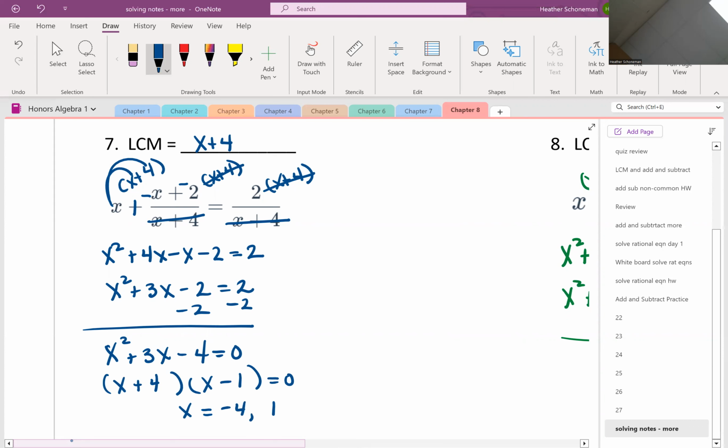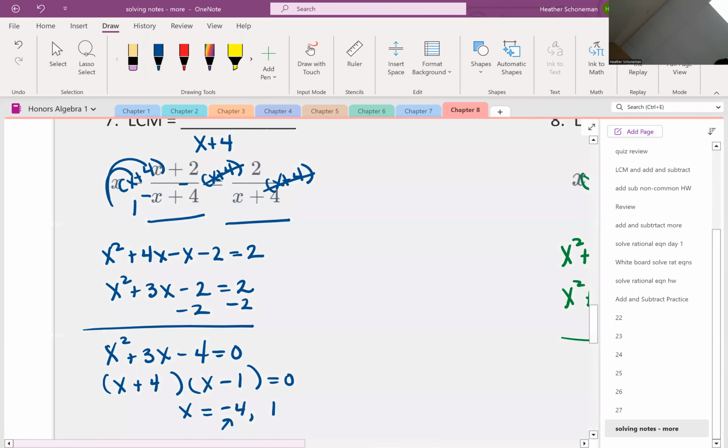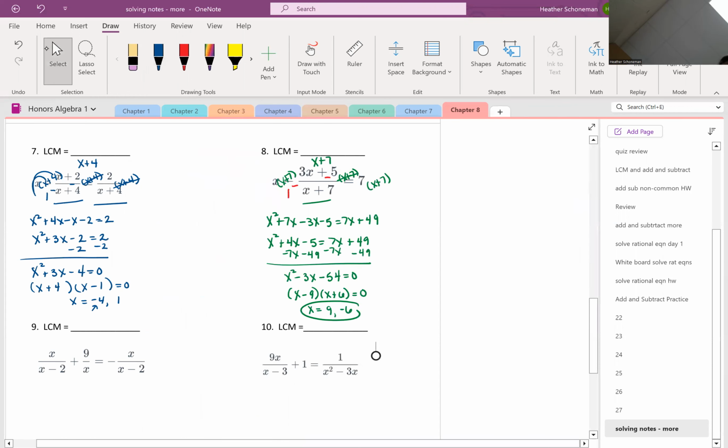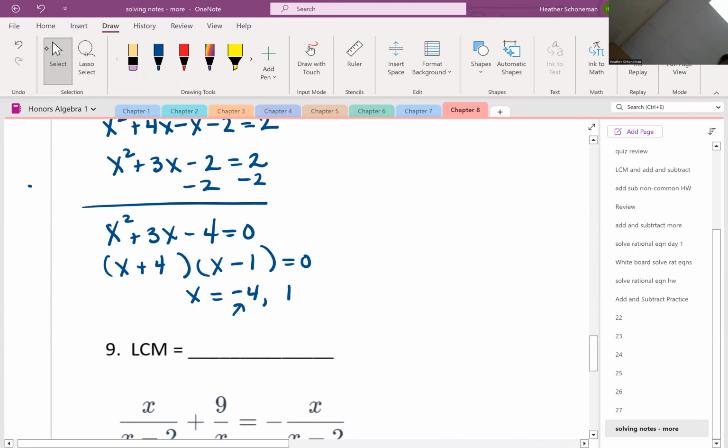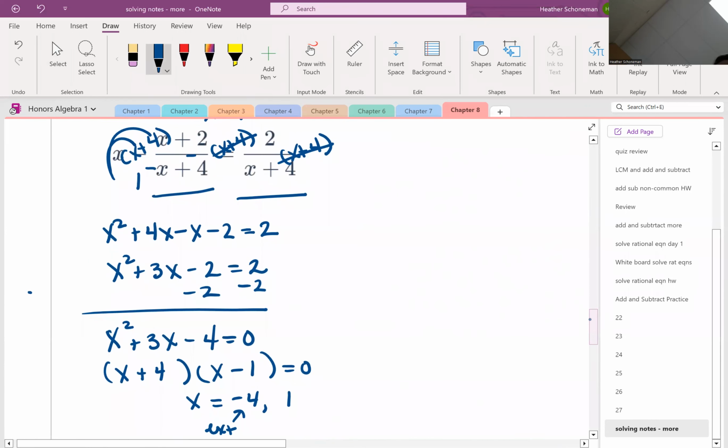Now I need to check. If I plug -4 into that denominator, it's going to give me 0. So that is why -4 is extraneous, okay? Because if I plug it in, -4 plus 4 is 0. That doesn't work. But over here, when I plug in the 1, it works. Okay, pause your video and try the next one.